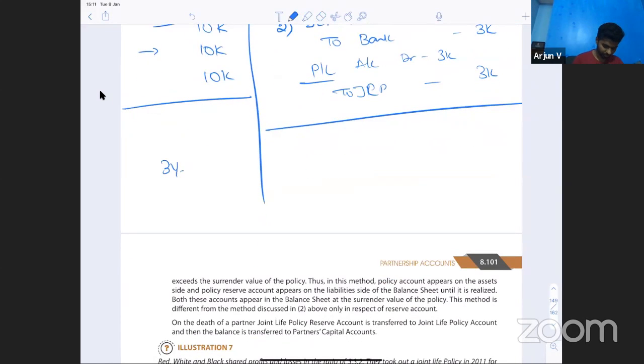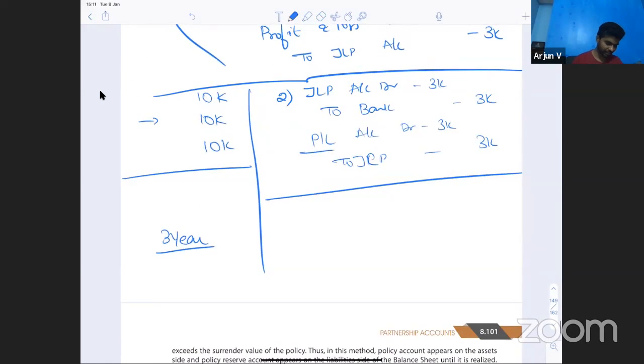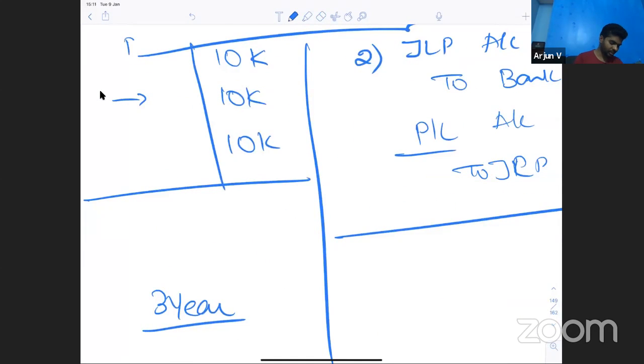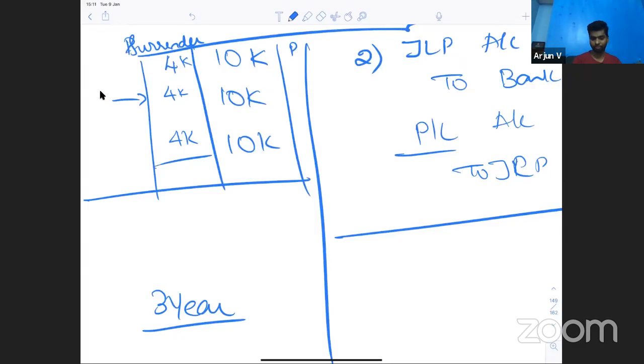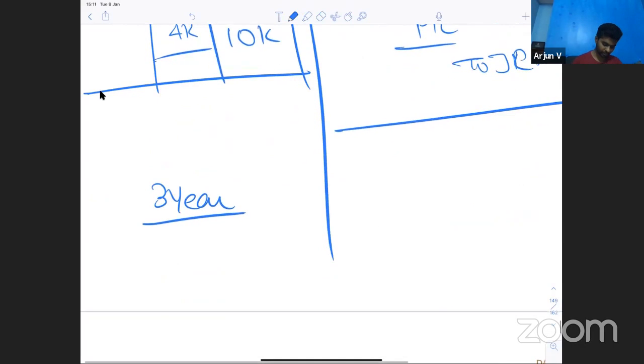Third year, what happened? At the end of the second year, the policy amount was 10,000. The surrender value was, let's say, 4,000, 4,000 and 4,000. All of these values are going to be given in the question, so you don't have to break your head. Third year beginning, what happened? B died.